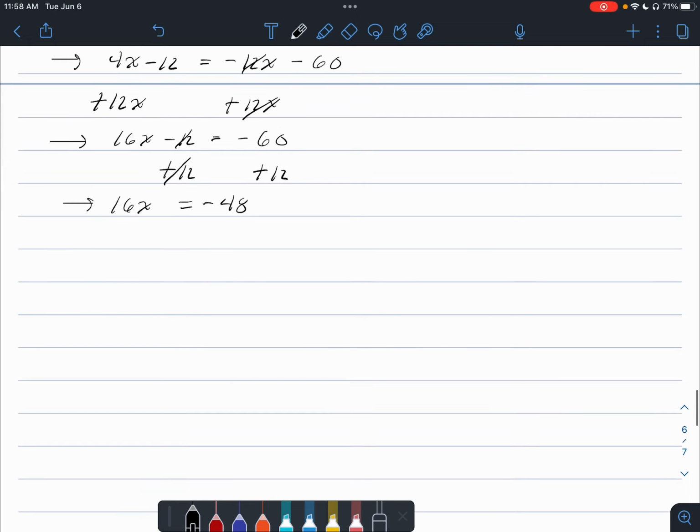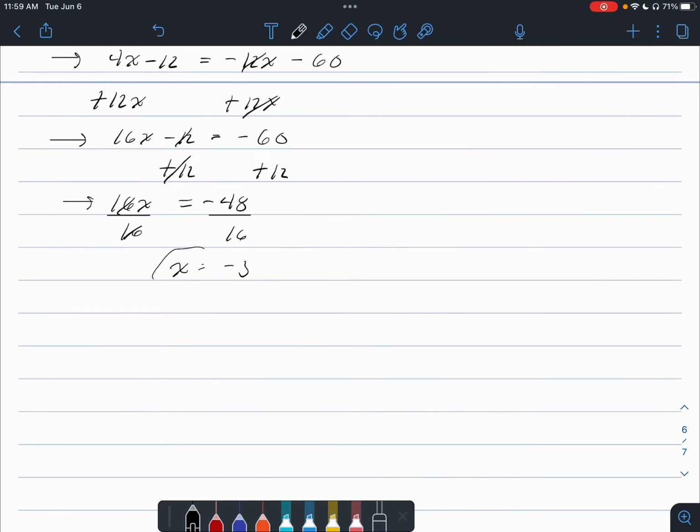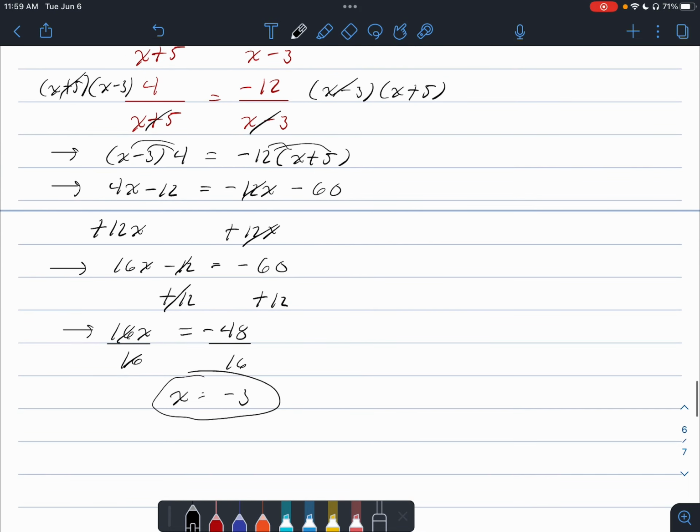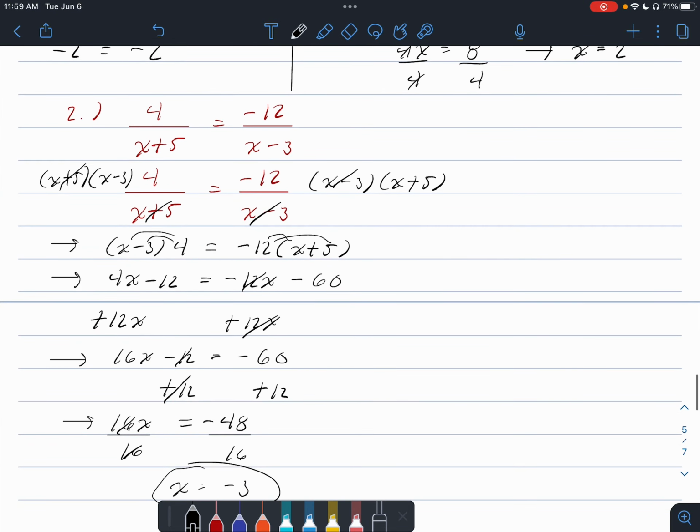Okay? And now what we can do is divide both sides of this equation by 16. These 16s will cancel, and we'll get that x is equal to negative 48 divided by 16. But negative 48 divided by 16 is just negative 3. So there's your final answer. And again, just like last time, you can go check the answer if you'd like. That is certainly a valid thing to do.